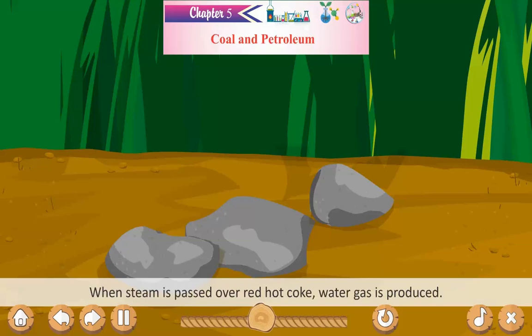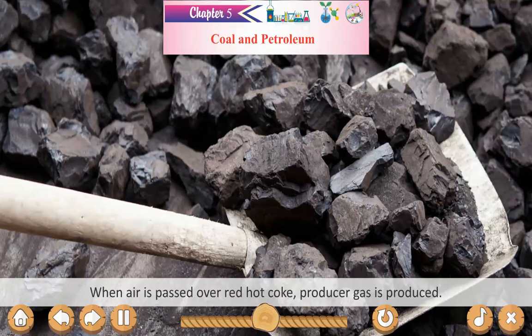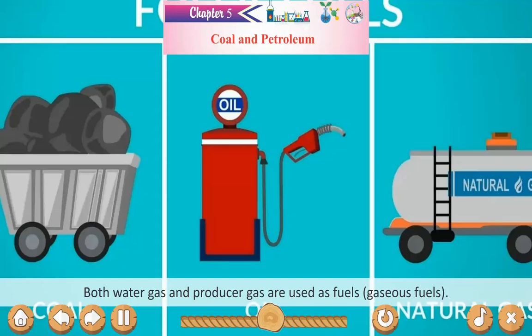When steam is passed over red hot coke, water gas is produced. C plus H2O, water gives CO plus H2, water gas. When air is passed over red hot coke, producer gas is produced. 2C plus O2 plus 4N2, air gives 2CO plus 4N2, producer gas. Both water gas and producer gas are used as fuels, gaseous fuels.